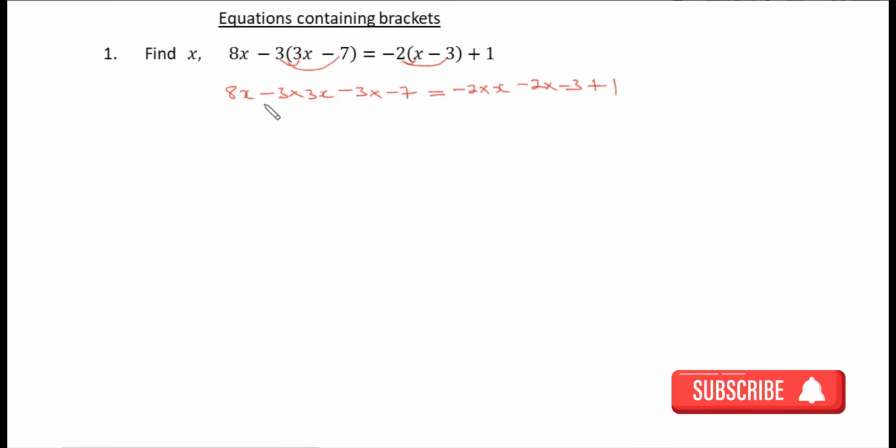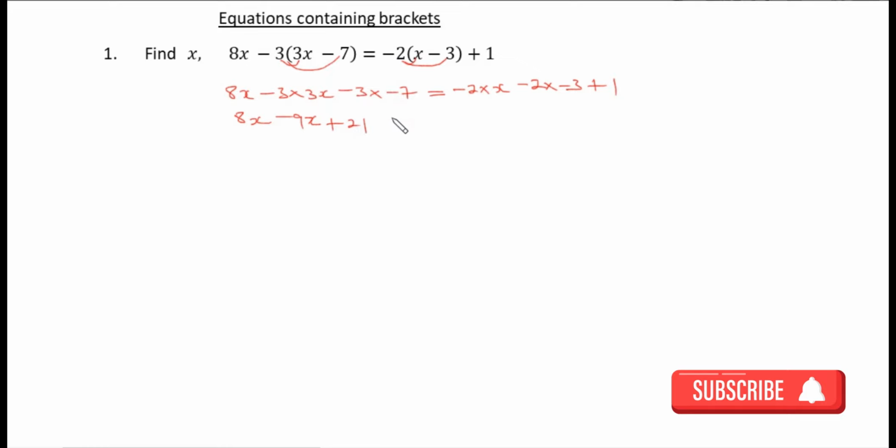So here, we write 8x again. 8x minus 3 times 3x. 3 times 3 is 9. This becomes minus 9x. And then minus 3 times minus 7. Minus times minus, you multiply two negative signs, so it gives you positive. This is 21 now. 3 times 7 is 21.